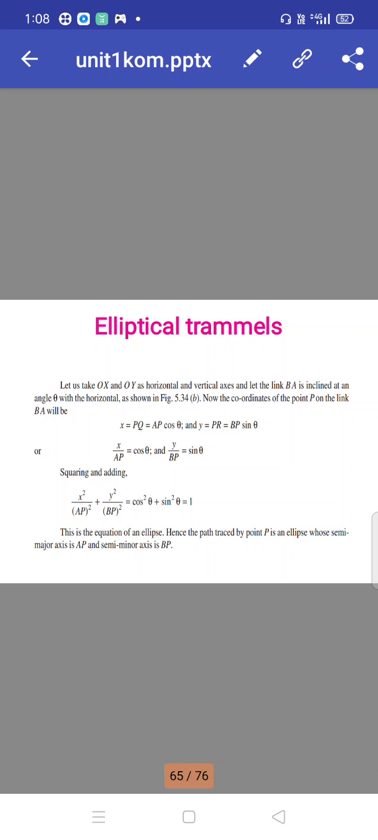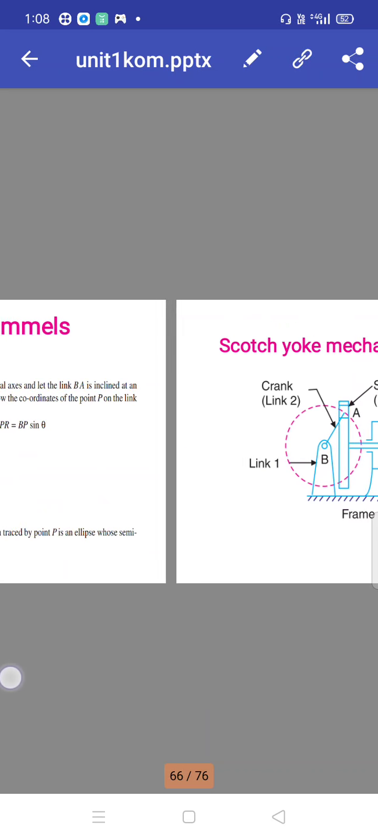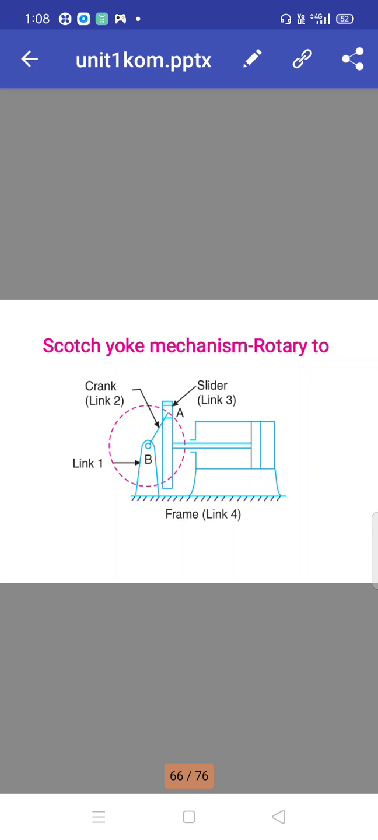Squaring and adding, x square by AP square plus y square by BP square is equal to cos square theta plus sin square theta is equal to 1. This is the equation of an ellipse, hence the path traced by point P is an ellipse whose semi-major axis is AP and semi-minor axis is BP. Then next is Scotch-Yoke mechanism.